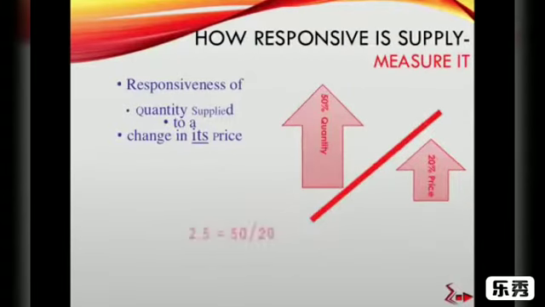And in our case, it was 50 divided by 20, and we have an elasticity of 2.5. So in this case, the supply function is elastic. And this is really telling us that for a 1% increase in price, the quantity supplied increases by 2.5%. Right? That's what the elasticity is.